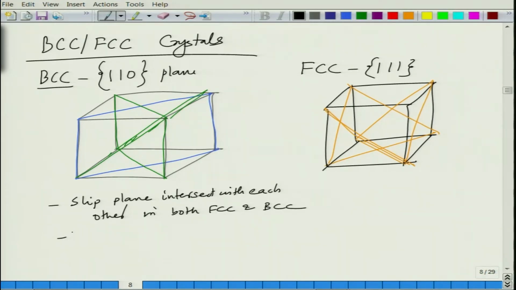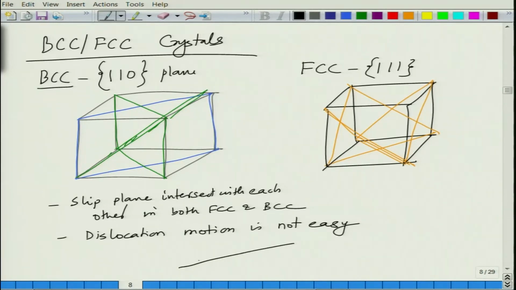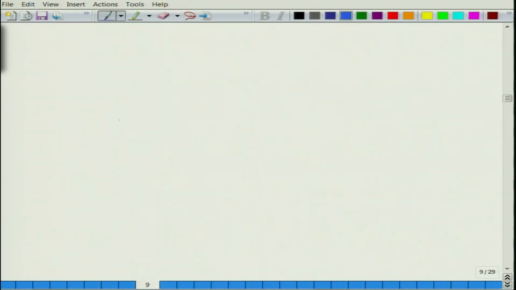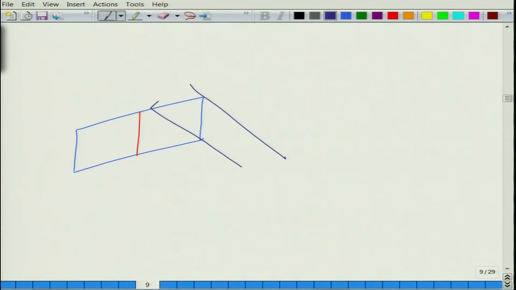When they intersect each other, the dislocation motion is not easy, because, let us say it is moving in one plane. So, there is a dislocation. So, there is a plane here. Let us say it moves in one plane. So, this is the dislocation line which is moving, it intersects another plane, let us say this is another plane. So, it intersects another plane.